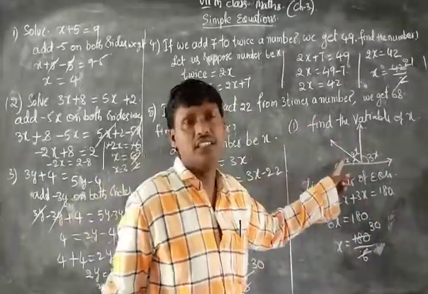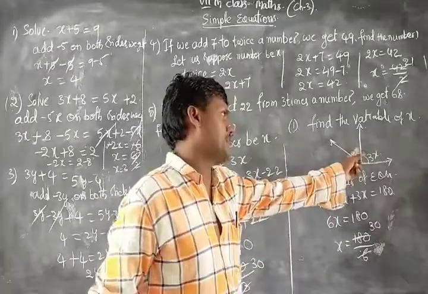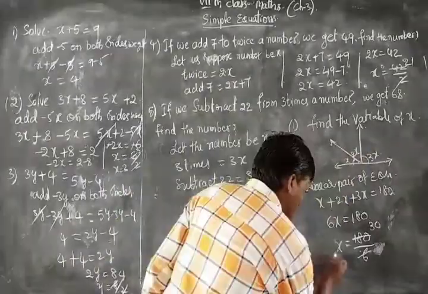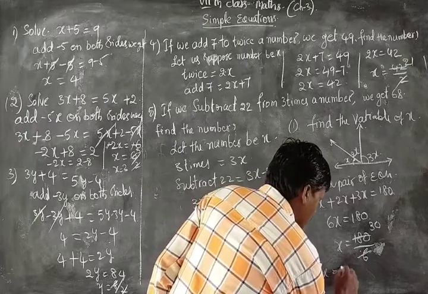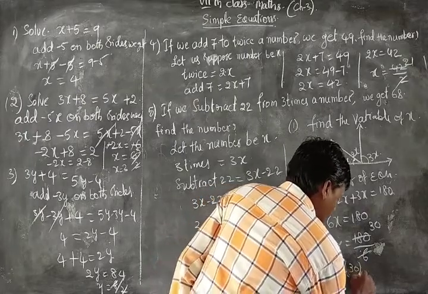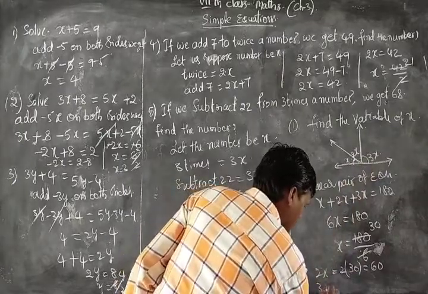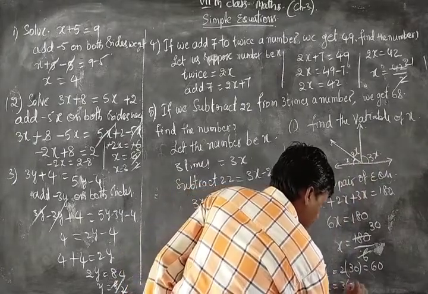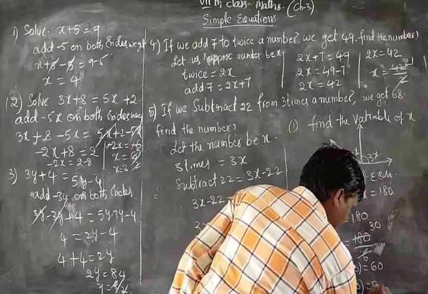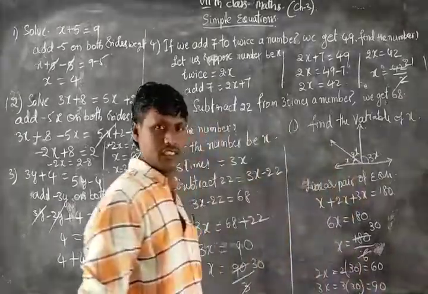First angle may be 30. Second, 2 into x, 2x. So x equal to 30. Then 2x is equal to 2 into 30. How much is it? 60. Then third may be 3 into x. So we can write 3 into 30, 90 degrees. Easily we can find this.